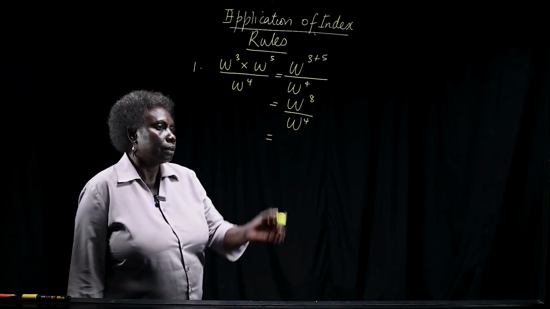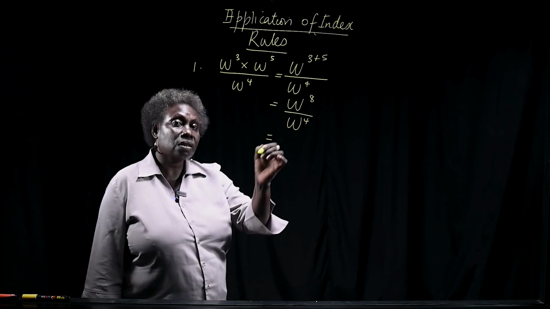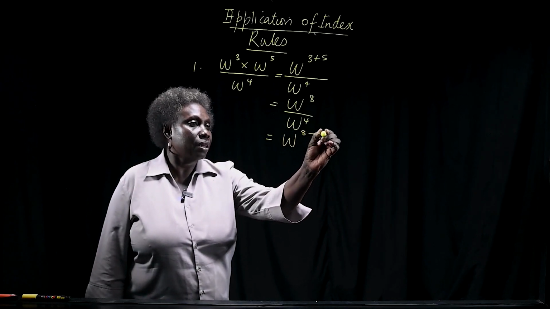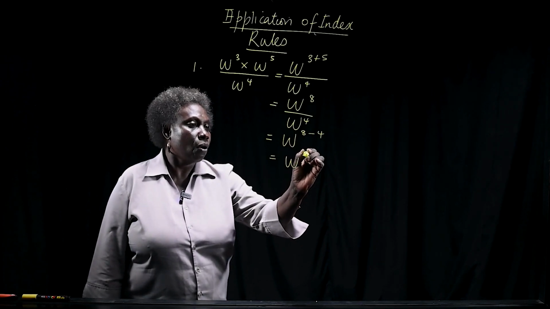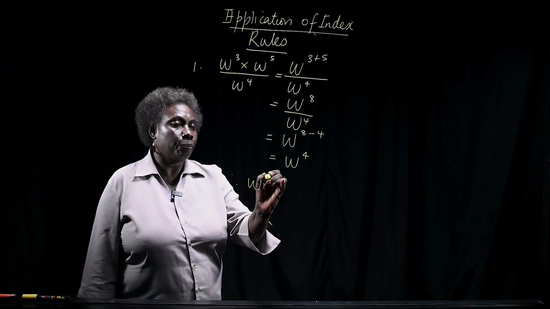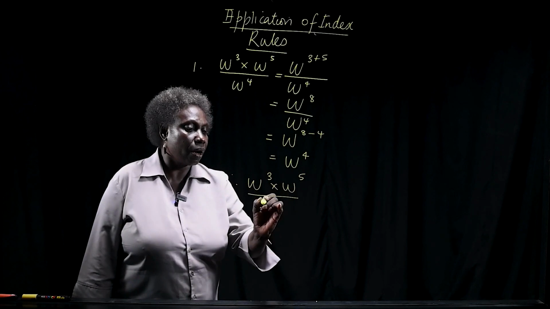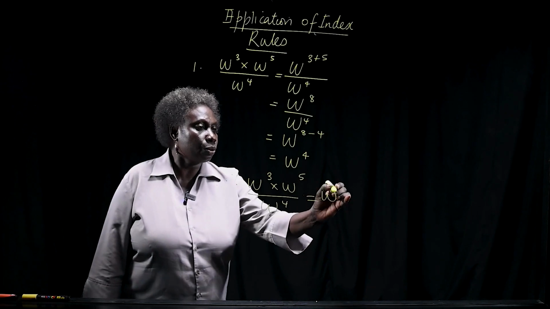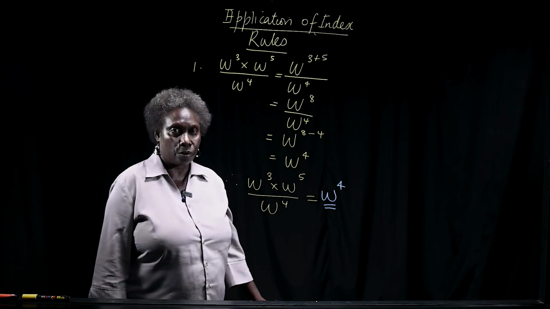Now, this is dividing indices with the same base, so I am going to subtract the powers. So I have w to the power of 8 minus 4, and my answer now is w to the power of 4. So, when I simplify w to the power of 3 times w to the power of 5 over w to the power of 4, that is simplified to w to the power of 4. So my answer to that is equal to w to the power of 4.